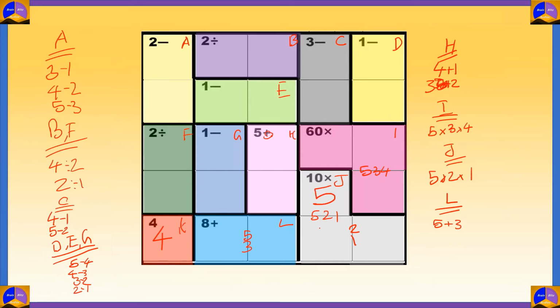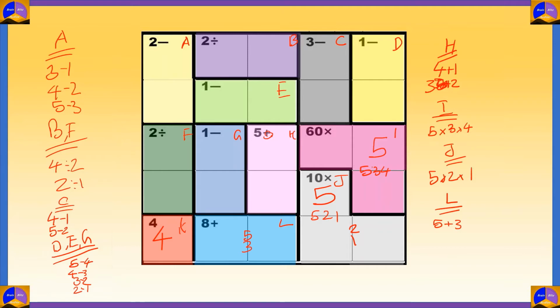Now, let's look at cage I. In cage I, the only option is 5 times 3 times 4. Now, the 5 can't come here or here, as then it would be a repeat of 5 in the same column and in the same row. So, the 5 would come over here.